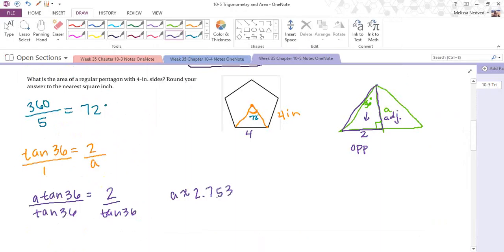And if we remember, to get our area of a regular polygon, we need our apothem and our perimeter. So let's find our perimeter here quick. Perimeter is going to be our side length, which is 4, times the number of sides we have. It's a pentagon. We've got 5 sides, so our perimeter is 20.